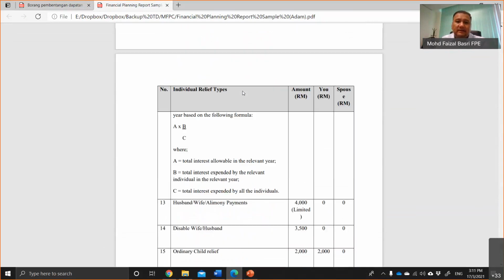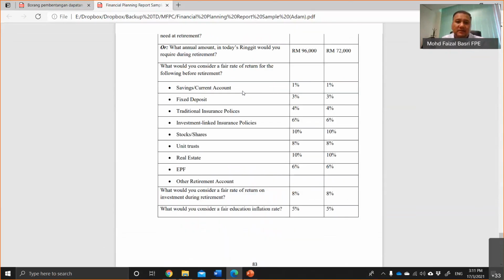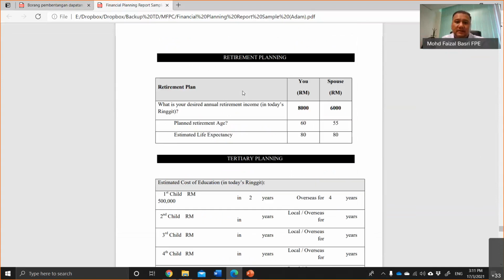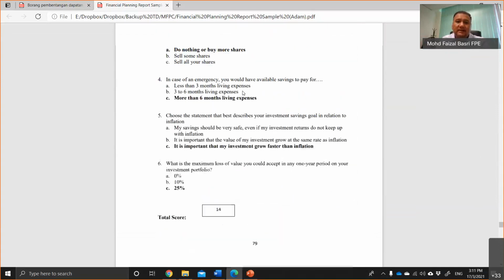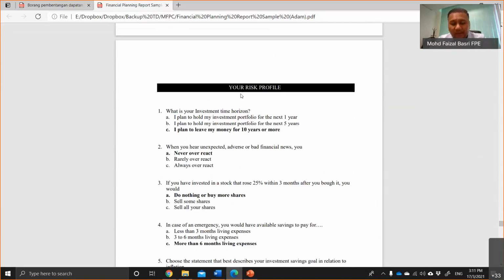Reliefs, if you read the text, talk about reliefs. Okay, when we talk about risk, this is the risk profile. I always said earlier, we need to know the customer's risk appetite, or the level of acceptance to a risk. So how to gauge or how to know their level is by giving out a simple questionnaire. So for this financial plan, there are questions for that.